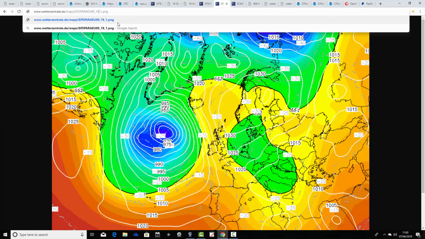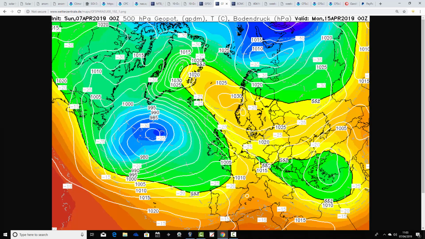Let's go on a little bit further with the parallel GFS. So that's taking us into the beginning of next week. This is Monday the 15th of April. By then, the low pressure in the Atlantic is just getting a little bit closer to us with its weather front, trying to bring some outbreaks of rain into the south and west, but coming up against this high pressure over Scandinavia, probably weakening. Reasonably mild, though, the winds are coming up from a southeasterly type direction.